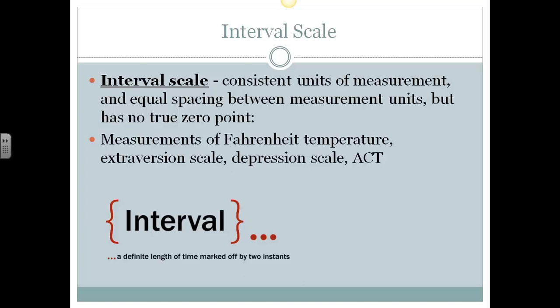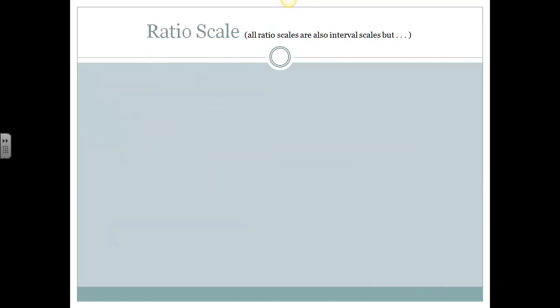the difference of 4 degrees between 50 and 54 degrees is the same difference as it is between -4 and 0. But you can't say that 60 degrees is twice as warm as 30 degrees because there's numbers below 0. And there's our example.